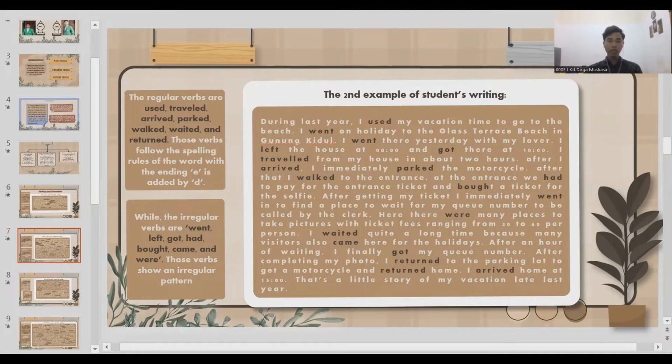The common regular verbs are added by ed. For example, the verb one is park, changed to verb two parked. While the irregular verbs are went, left, got, had, bought, came, and were. Those verbs show an irregular pattern. For example, verb one is go, changed into verb two went. The verb one is get, changed into verb two got, and etc.